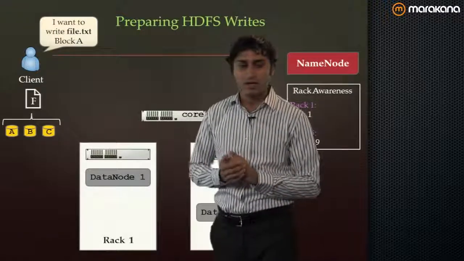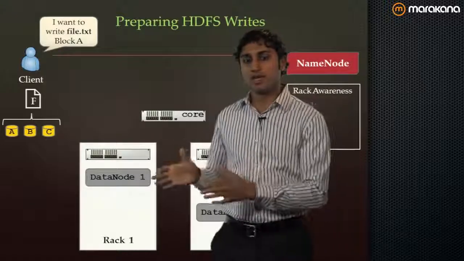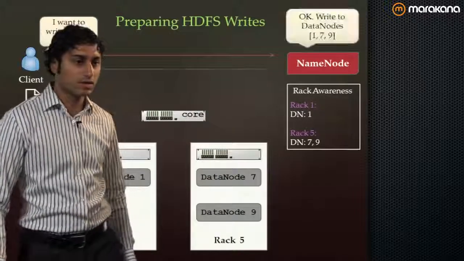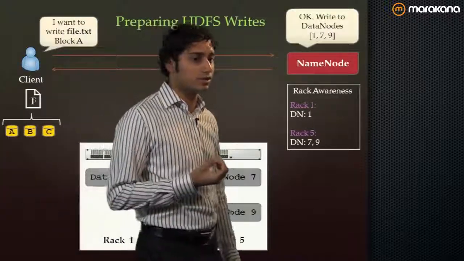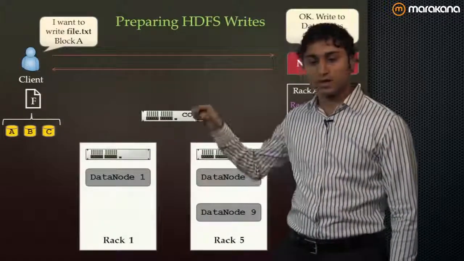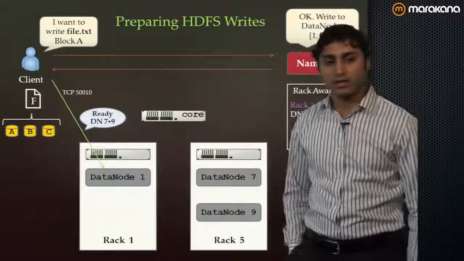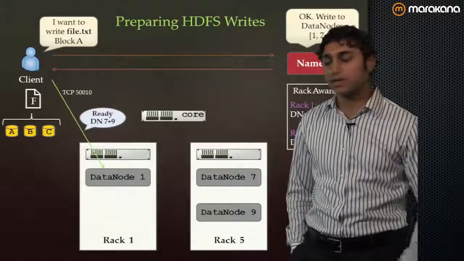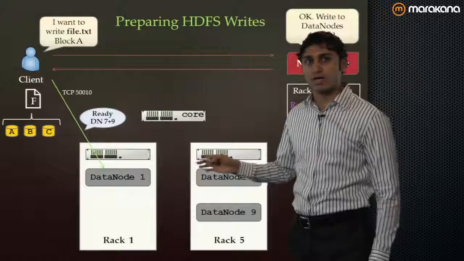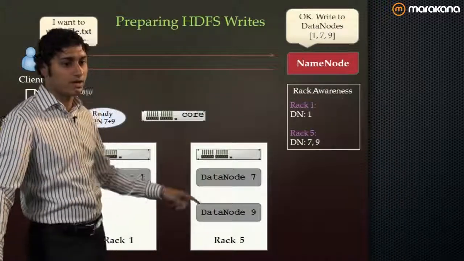But what happens is, the first step, when you submit a file to the client API on your laptop, the client will contact the name node and say, I want to write file.txt block A into the Hadoop cluster. The name node will respond saying, OK, write that block A to data nodes 1, 7, and 9. And then the client will directly contact data node 1 and, over TCP 50010, send a ready command to data node 1, basically saying, get yourself ready. I'm about to send a block down to you, but also get data node 7 and 9 ready.